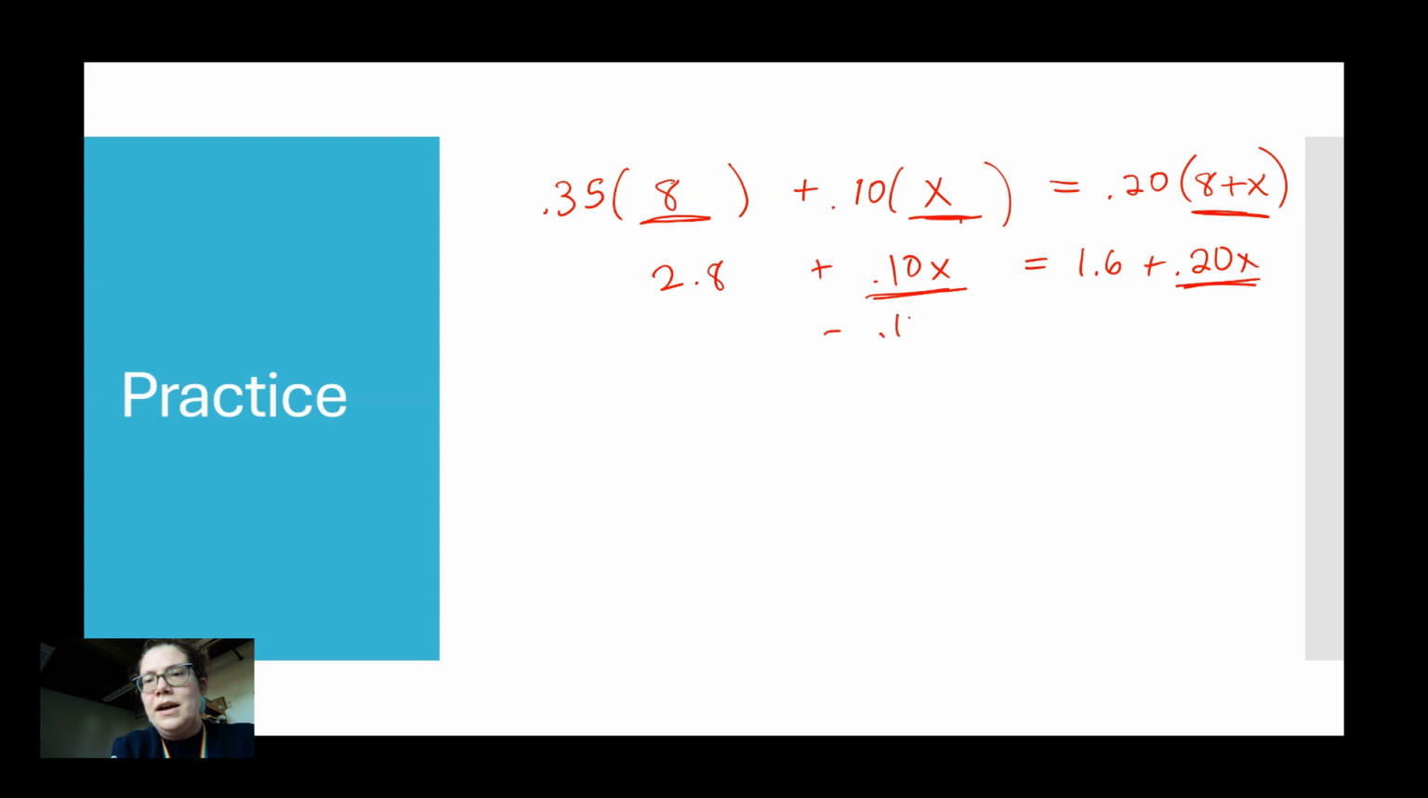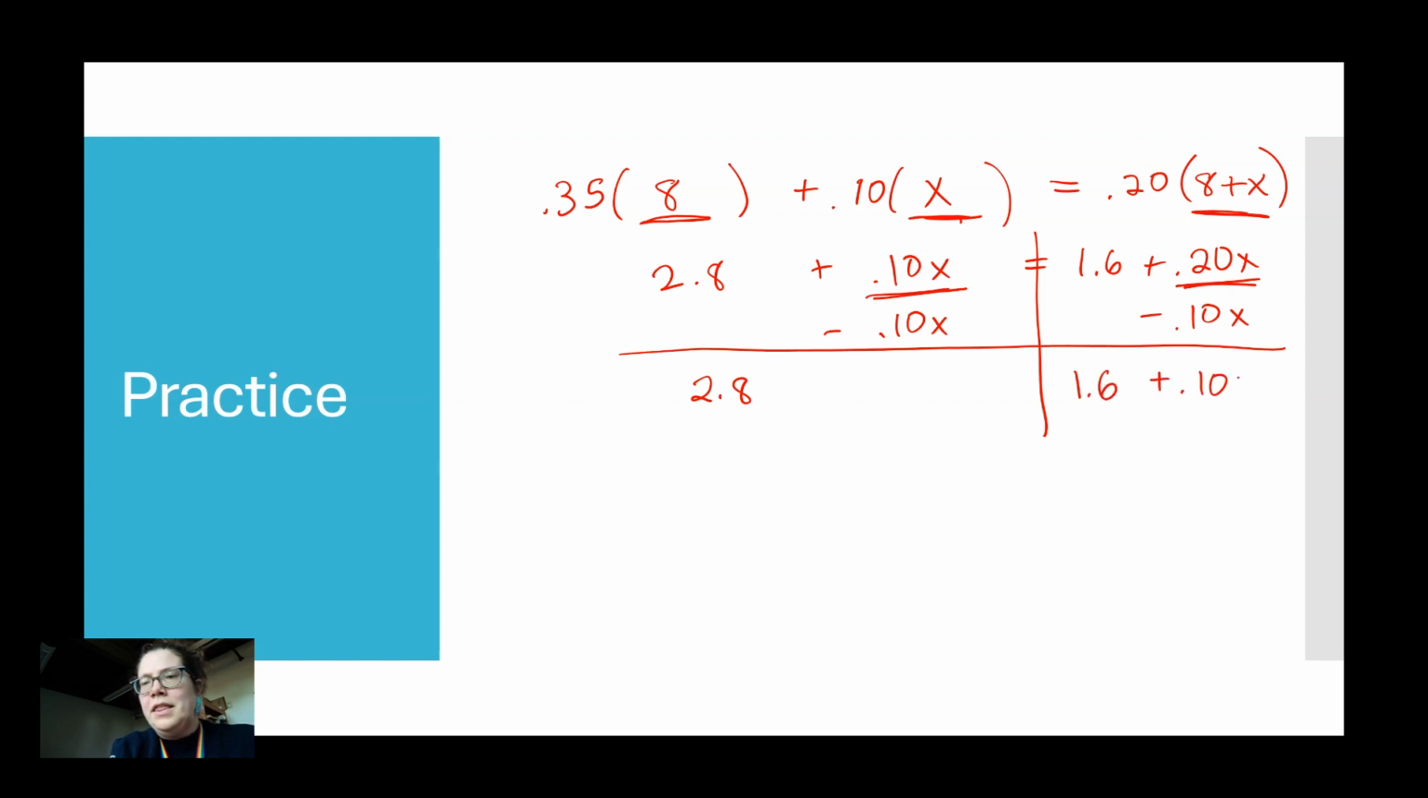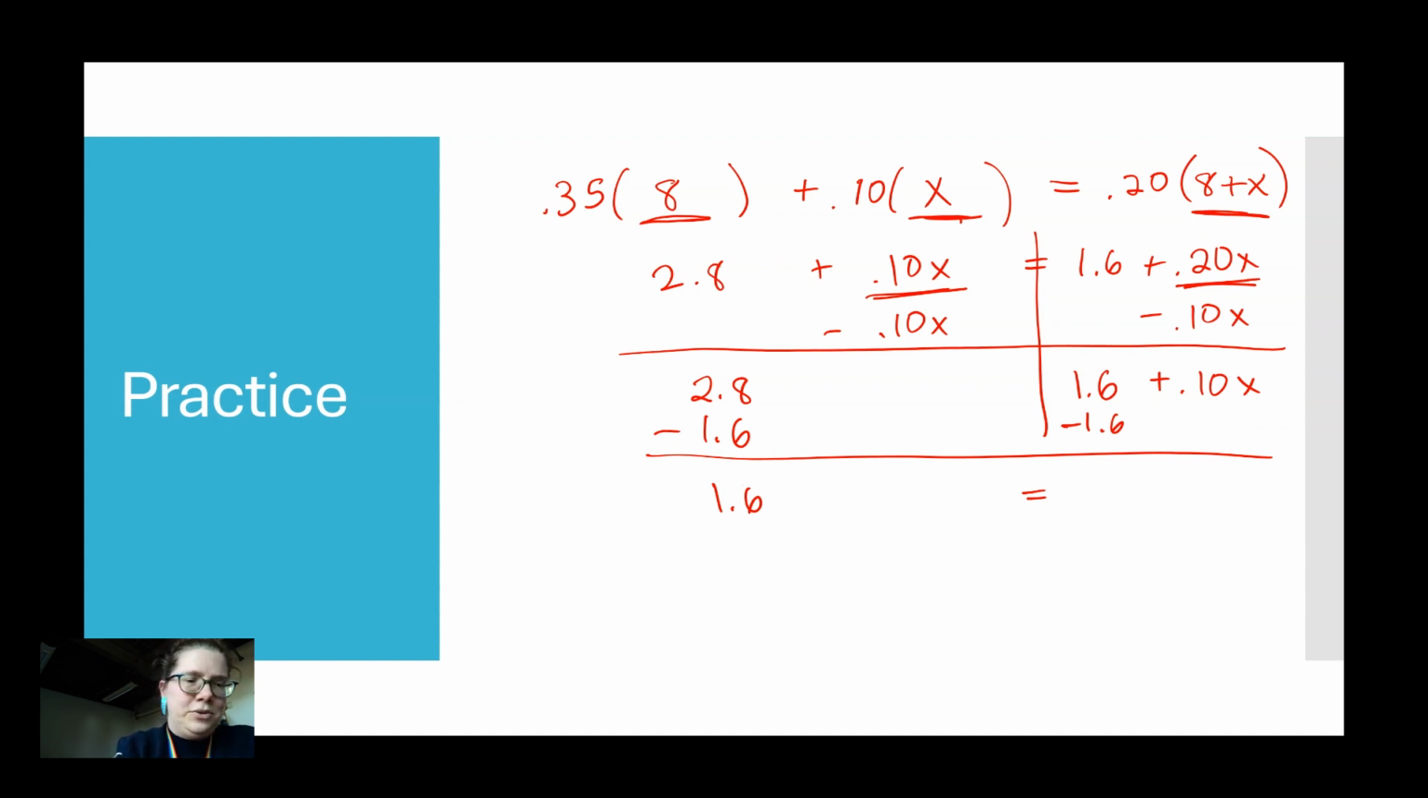So since I had, it didn't matter. I decided to move my 0.10x. You could have moved your 0.20x. Does not matter at all. That was just my first step that I did. Then we're going to get that X all by itself. And then, is that right? No, that's a 2. Don't do math without thinking, guys. It's important to think. 0.10x, right? And then you solve for X, you get a lovely answer, hopefully.